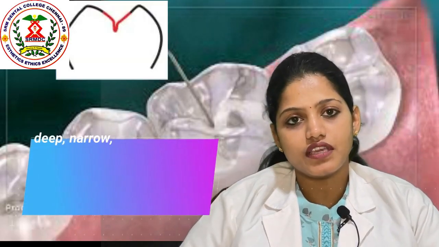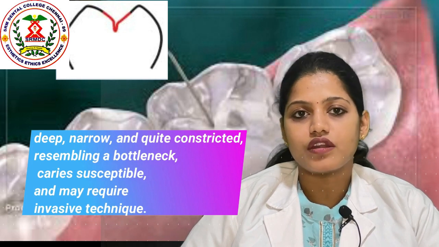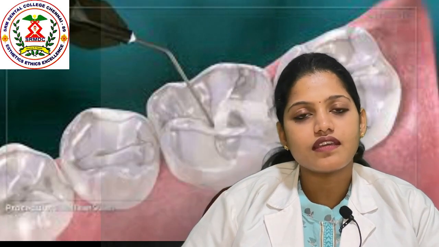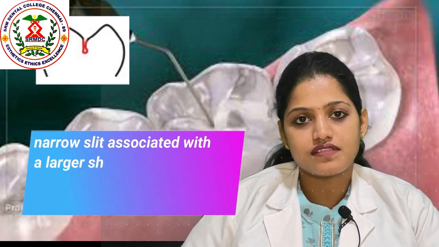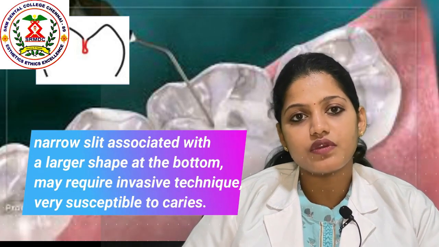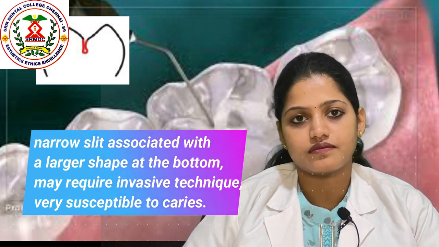I type is deep, narrow and quite constricted at the bottom, and it resembles a bottleneck appearance. It is more susceptible to caries, hence it requires only invasive procedures. IK type is a slit which has a large shape at the bottom, and it is very susceptible to caries, and hence it requires an invasive technique.